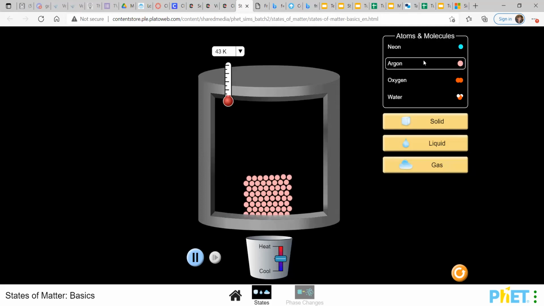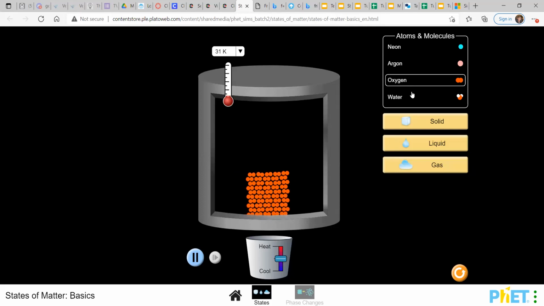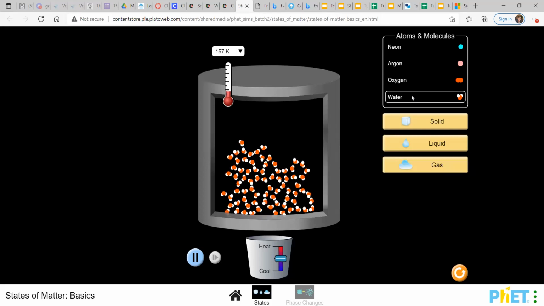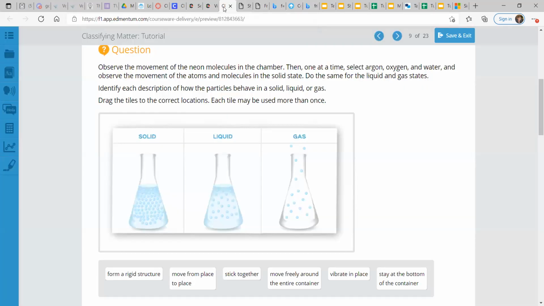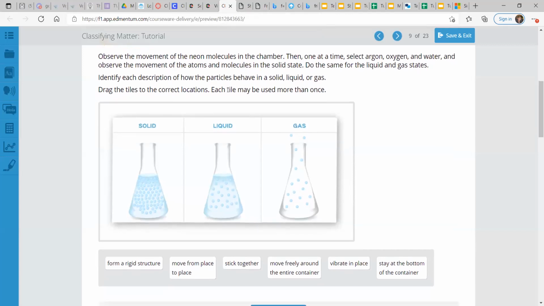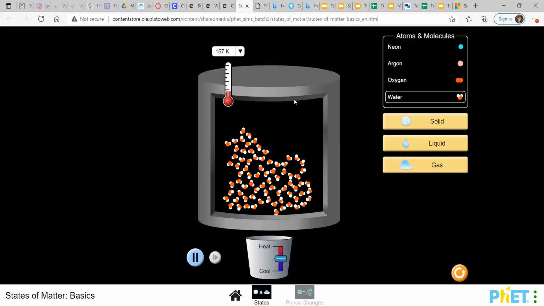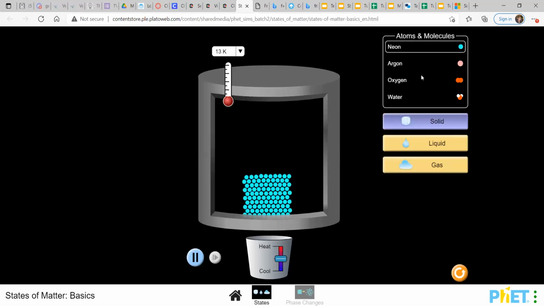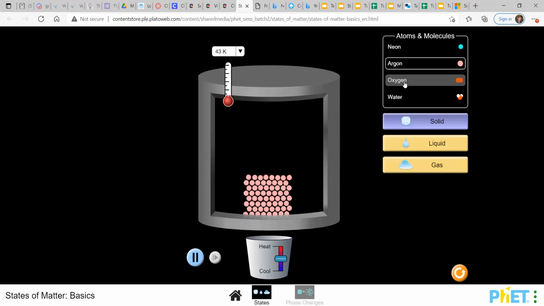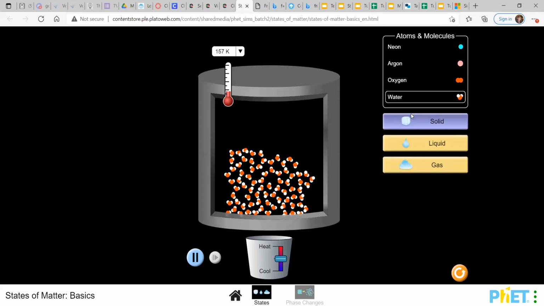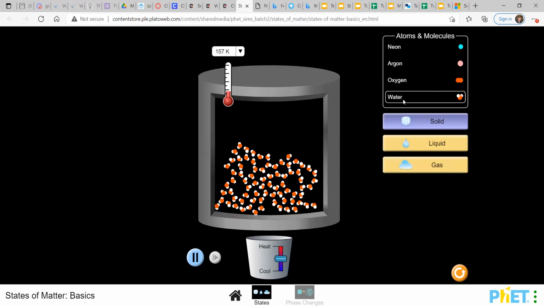So we have neon, argon, oxygen, water. Do the same for the liquid and the gas states. Okay, so these are all the solid states: neon, argon, oxygen, and then water. Here's the strangest of them all, for sure.